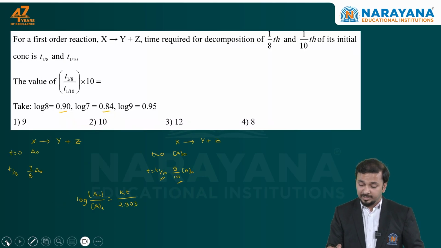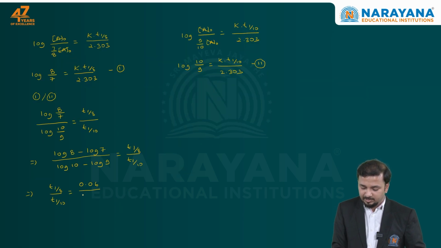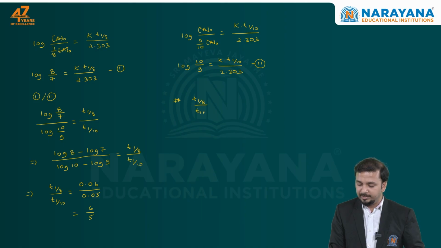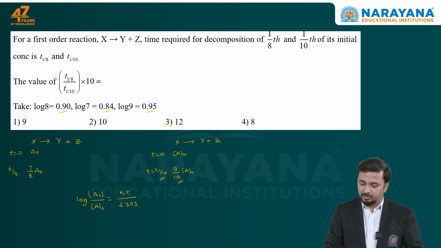log 10, which we know is 1, and log 9 given is 0.95. So I can write this as 0.05. On simplifying, this will become 6 by 5. Now they're asking us to find T1 by 8 upon T1 by 10 into 10. So this will be equal to 6 by 5 into 10, which is equal to 12. So the correct answer for this question is 3.